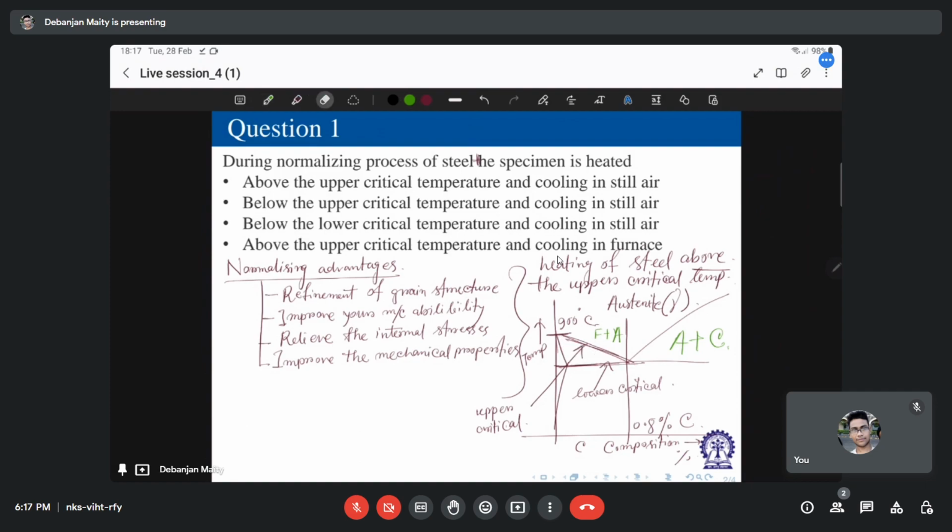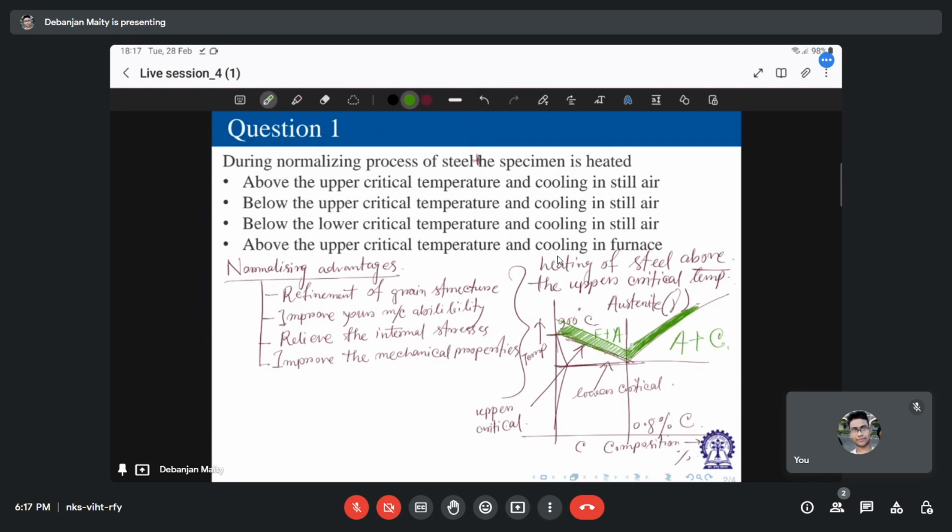The range of normalizing is basically here. This is the temperature you should go up to, and then you cool in still air. So normalizing consists of heating the steel above the upper critical temperature and then holding at this temperature for a short period of time depending on the type of steel.